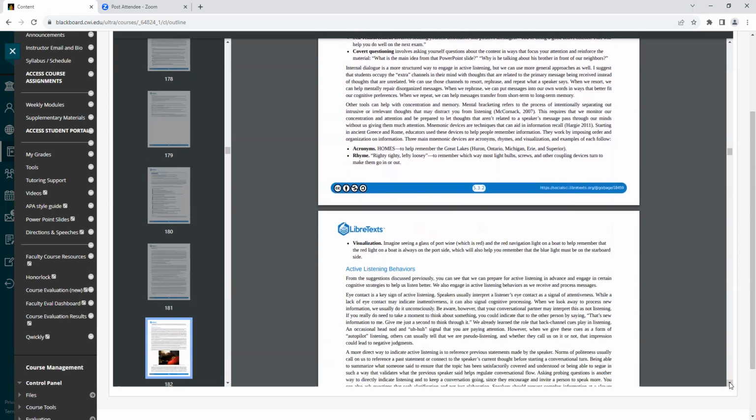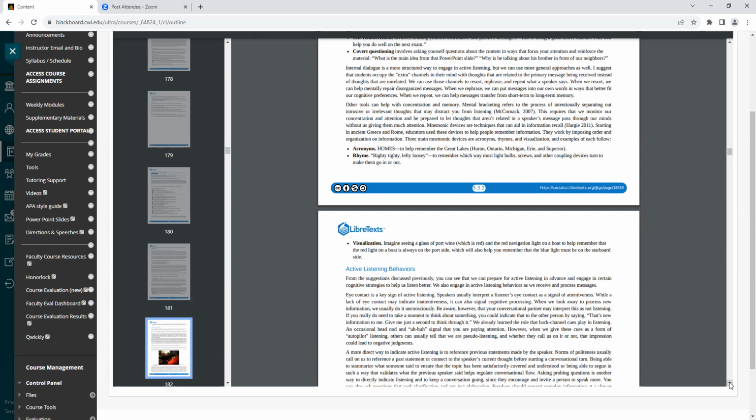Other tools can help with concentration and memory. Mental bracketing refers to the process of intentionally separating out intrusive or irrelevant thoughts that may distract you from listening. This requires that we monitor our concentration and attention and be prepared to let thoughts that aren't related to a speaker's message pass through our minds without us giving them much attention.